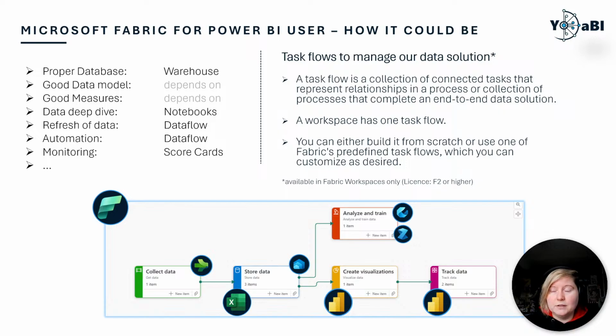Okay, and the good thing is you can use the task flows. The task flow is only a process line where you have different processes which are related or not. And you have only one task flow per workspace. It's only an empty container where you can put in your elements, so your items. And you can use it from an F2 license, so from a Fabric workspace perspective, not from a Power BI workspace. So you need to have Fabric to use the task flows. Yeah, that's the thing here.